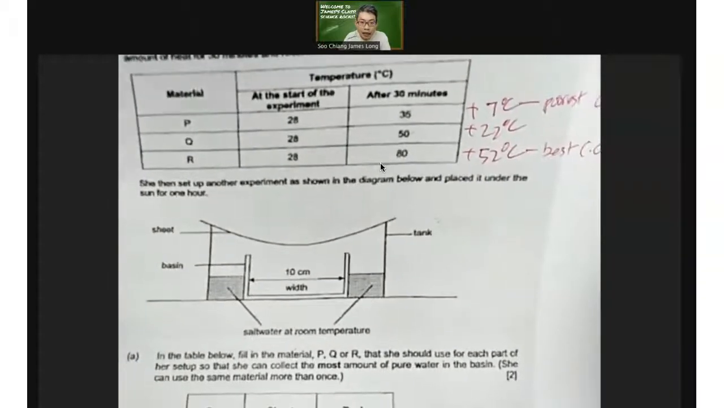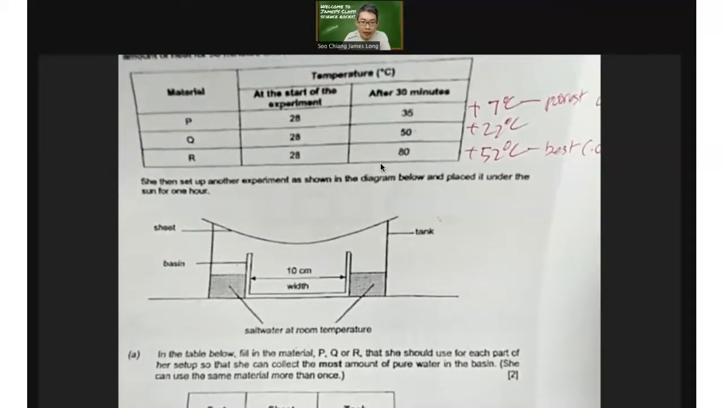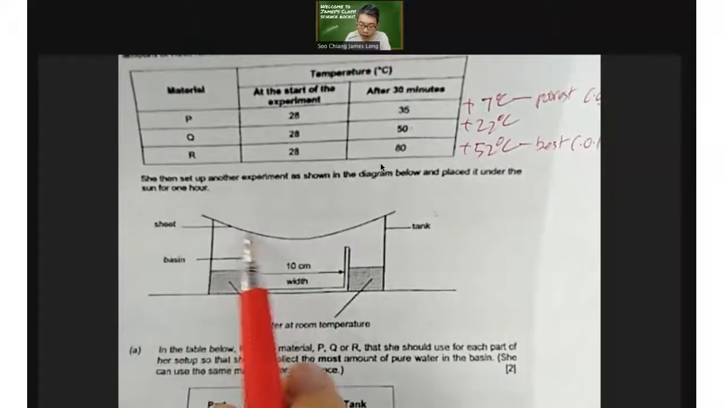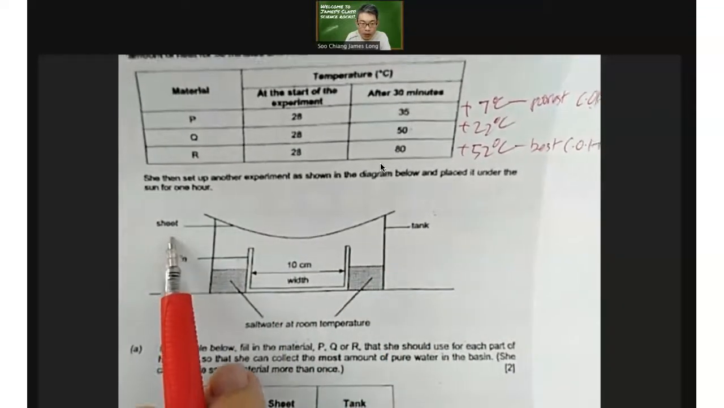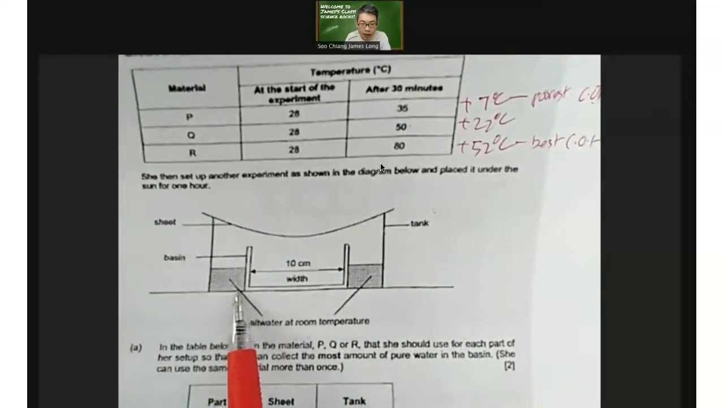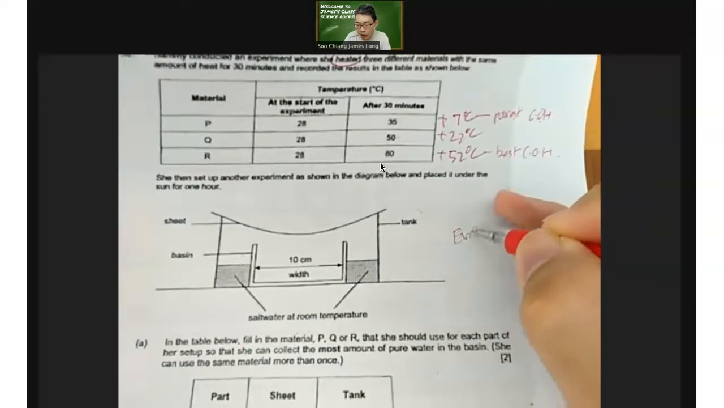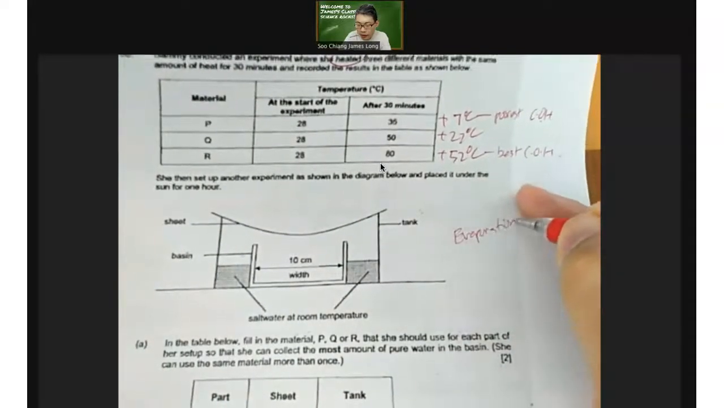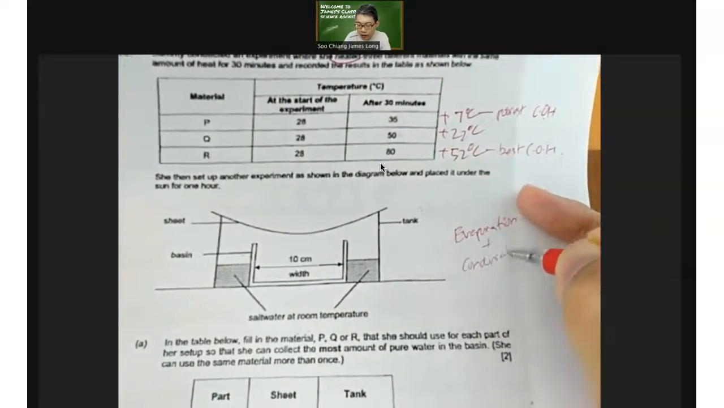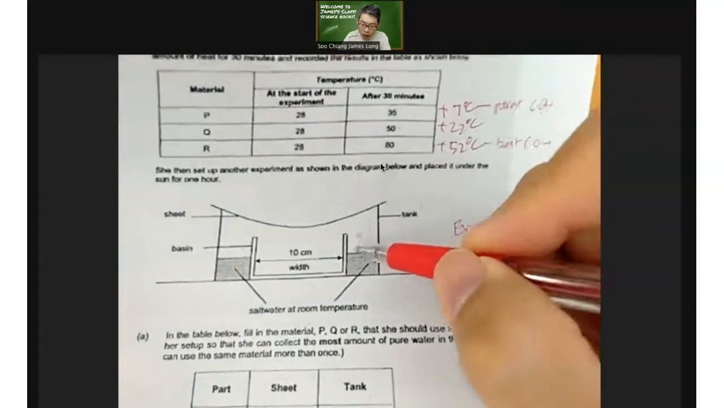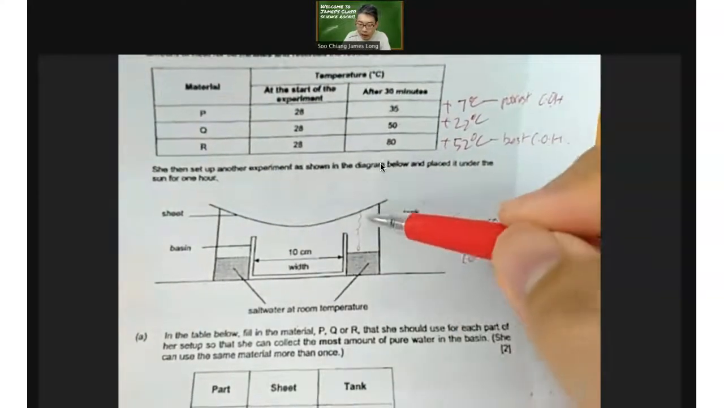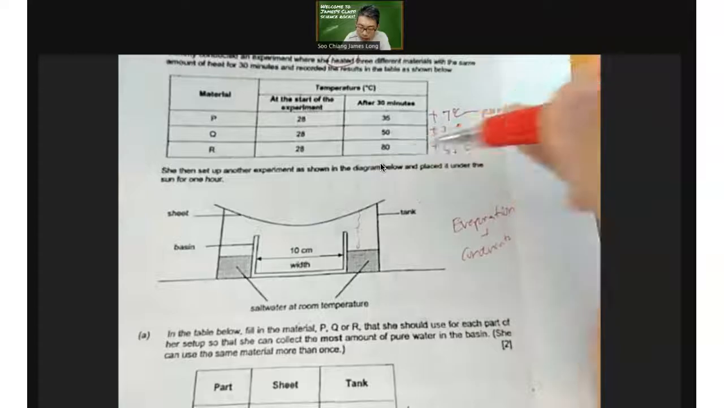She started another experiment and placed it under the sun for an hour. So this is a plastic sheet, I suppose. I'm not sure what sheet this is. Alright, and it's a basin, there's water. Oh, this one is about evaporation and condensation. Remember your cooler surface stuff? Water vapor condenses on the cooler surface under the sun, right?